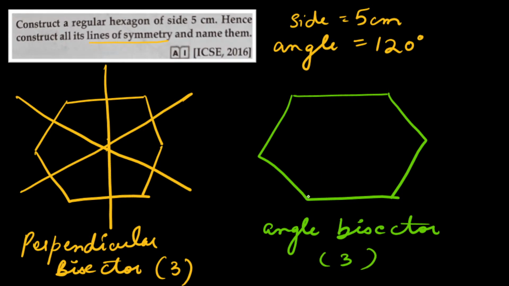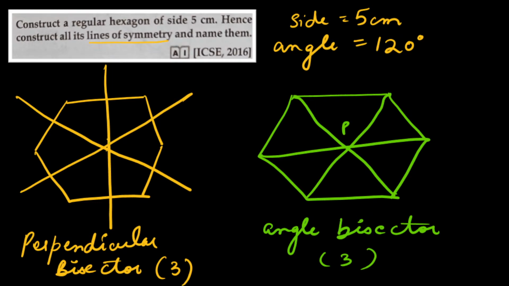So angle bisectors, they will meet like this. So three we need. So these are also lines of symmetry. Here I'll write point P, here point P. So you can label it also A, B, C, D, E, F. For this also A, B, C, D, E, F.